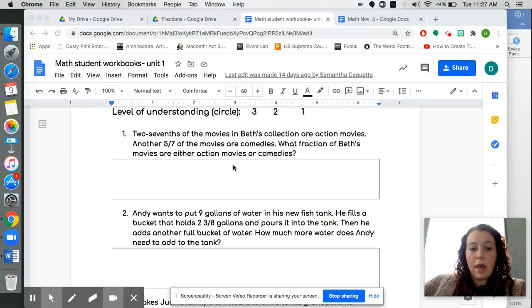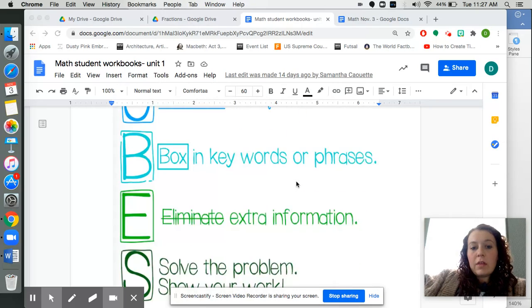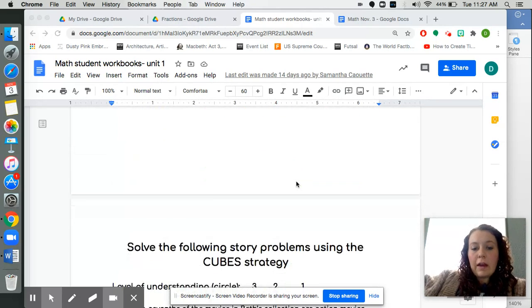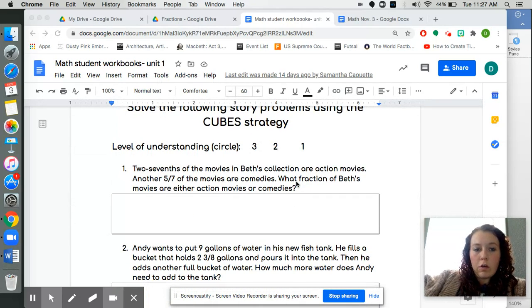It says 2/7 of the movies in Beth's collection are action movies. Another 5/7 are comedies. What fraction of Beth's movies are either action movies or comedies? So the first thing with CUBES is it says to circle all the key numbers. Well, you don't have the option to circle on a Chromebook. So what I'm going to have you actually do is highlight.